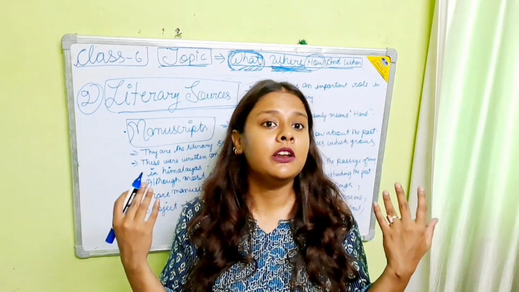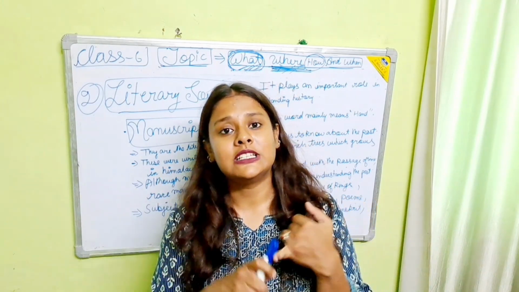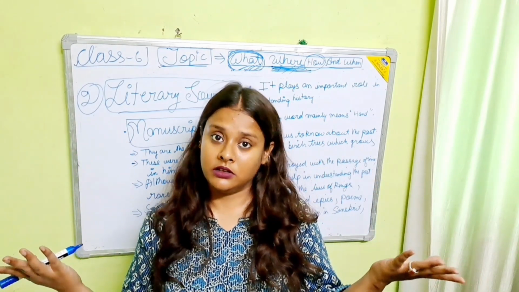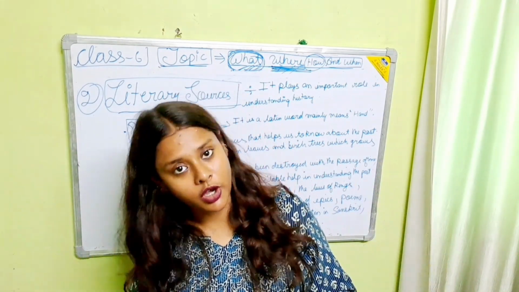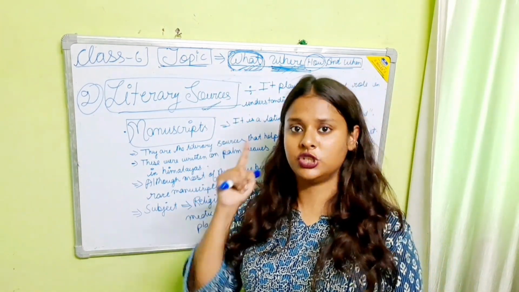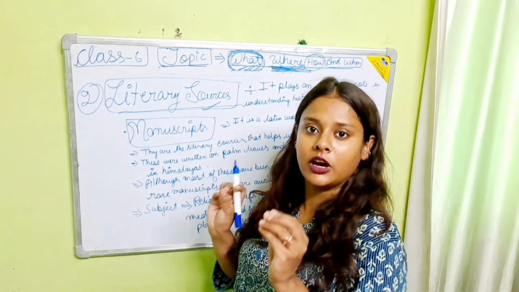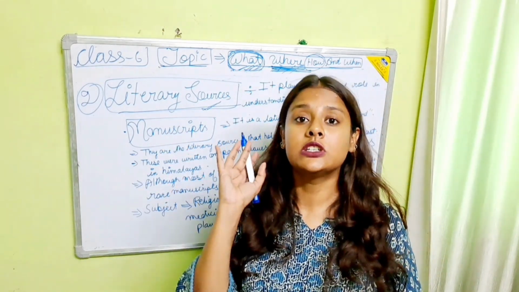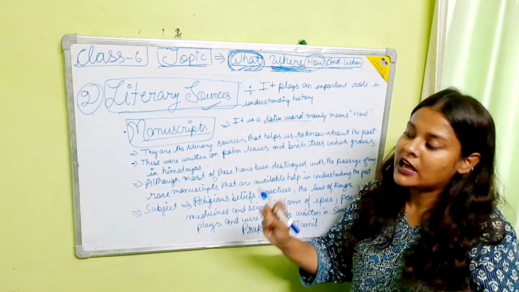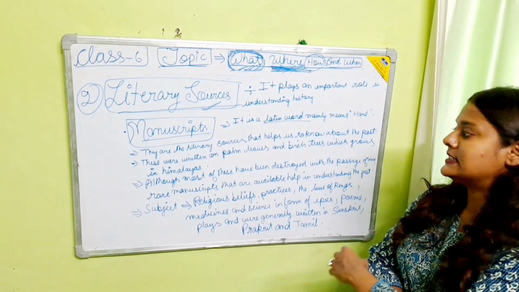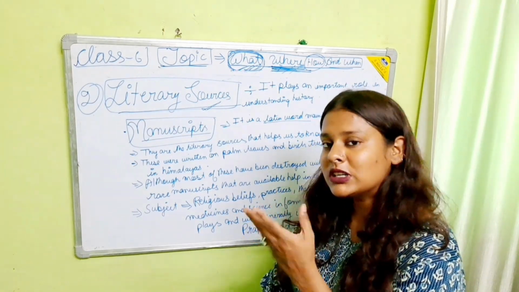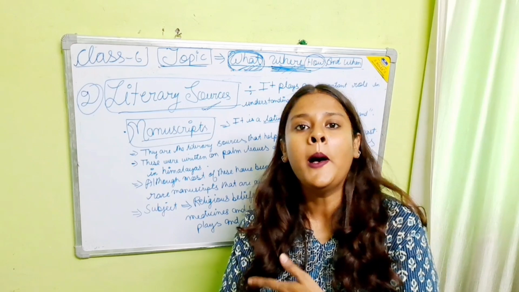The written records can be written in many languages such as Rajasthani, Sanskrit, Tamil, and modern historians also write historical records. Now, when we talk about literary sources, there is only one source mentioned in your NCERT, and as per the NCERT, we are only going to discuss this: manuscript. The word manuscript is a Latin word which means hands. Manuscripts are the literary sources which help us to know about the past.